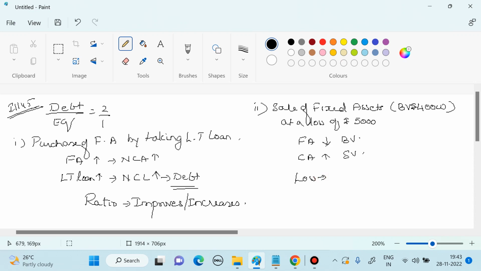So the loss would be in your equity. It would have an effect on your equity. In the reserves and surplus, we have the calculation of loss going into your profit and loss account. There it will come. So that way equity would undergo a change. Got it?